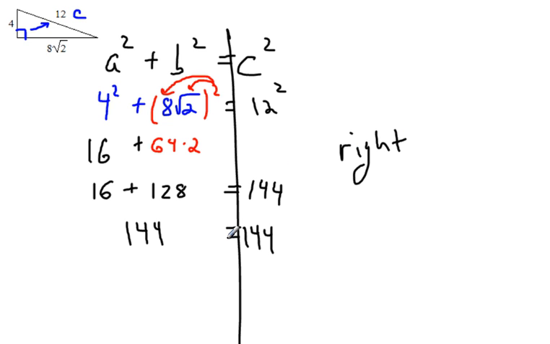If you were to get this symbol between there, then you would have the hypotenuse squared smaller than the sum of the squares of the two legs, in which case you would have an acute triangle. If you were to get this symbol, that means the hypotenuse squared is greater than the sum of the squares of the two legs, then you would have an obtuse triangle.